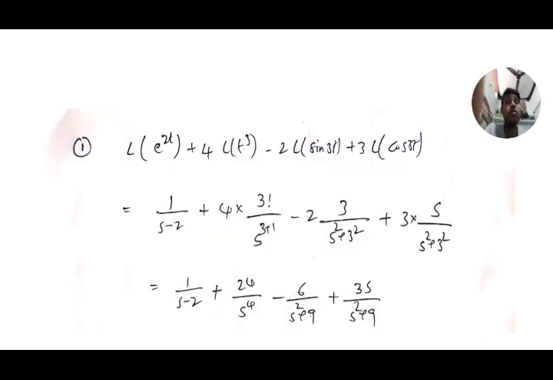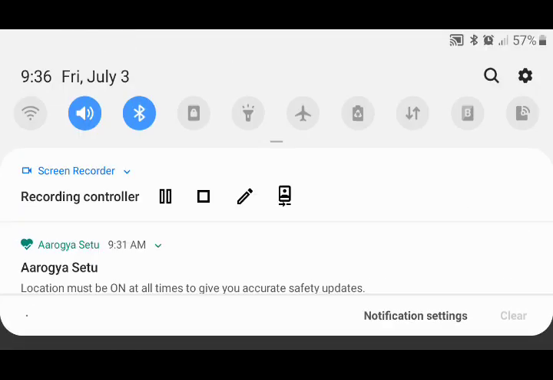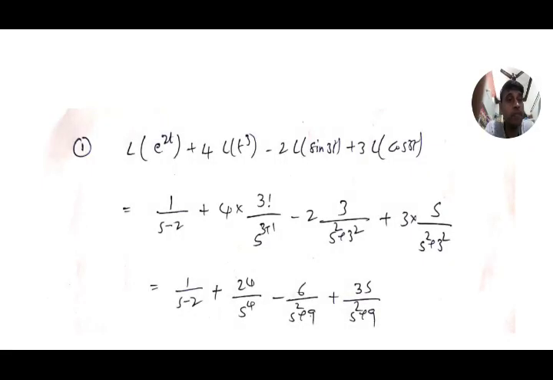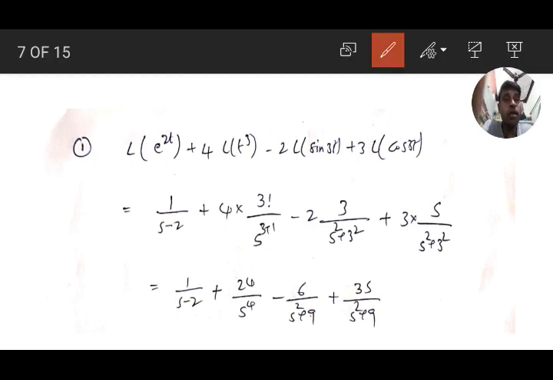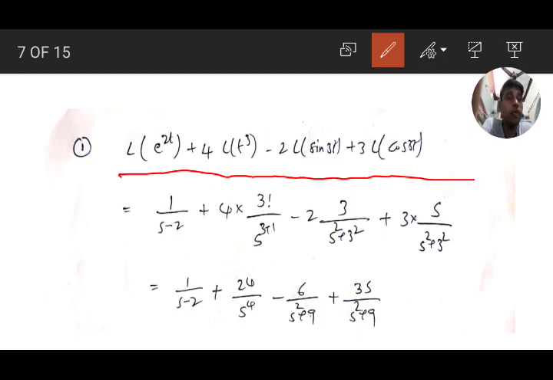So L of e to the power of 2t plus 4 into L of t cube minus 2 into L of sin 3t plus 3 into L of cos 3t. Here 4 is the constant outside, 2 is the constant outside, 3 is the constant outside. Coefficients are outside, remaining functions are inside.